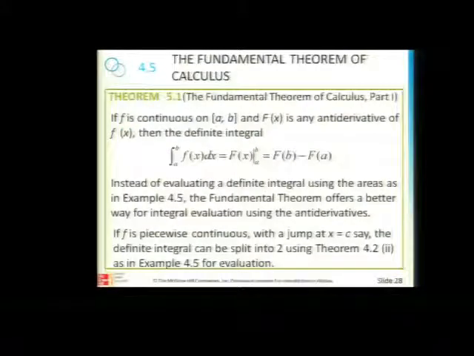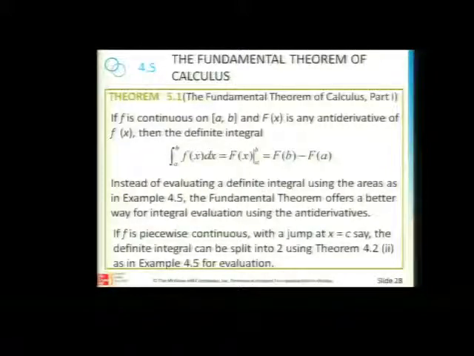So this will lead us to a very important theorem, the fundamental theorem of calculus. Now, I think you should realize that evaluating a definite integral using the definition, that is to say, using the area under the curve, is going to be very difficult in general, unless the integrand is very simple. Therefore, we need something better than that.